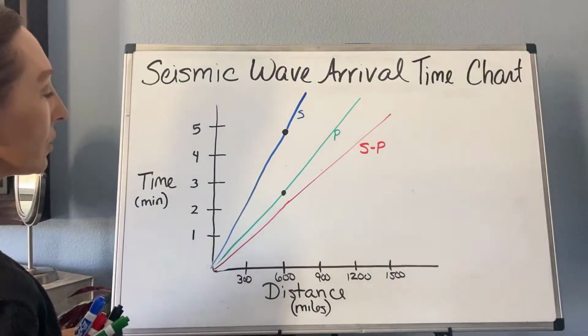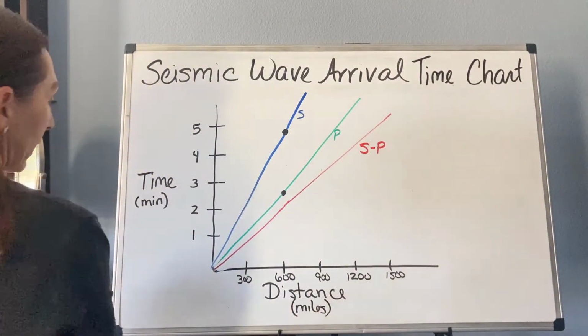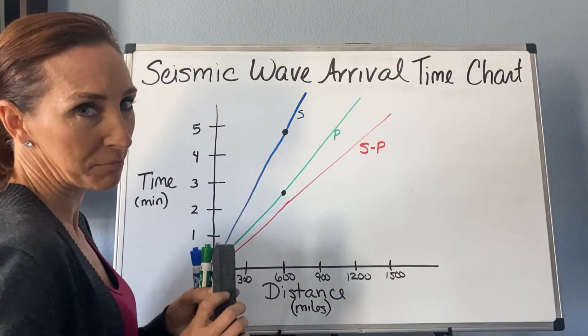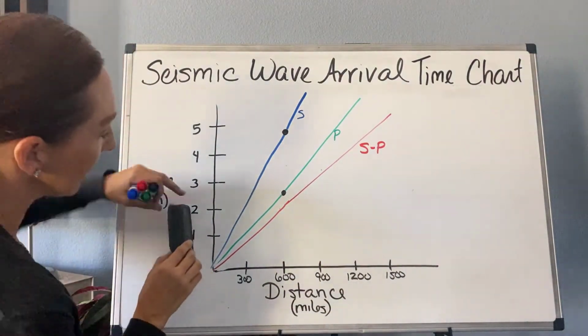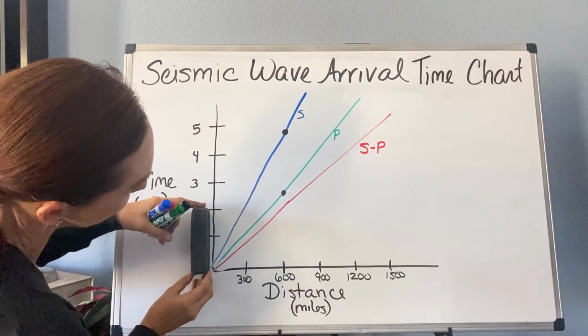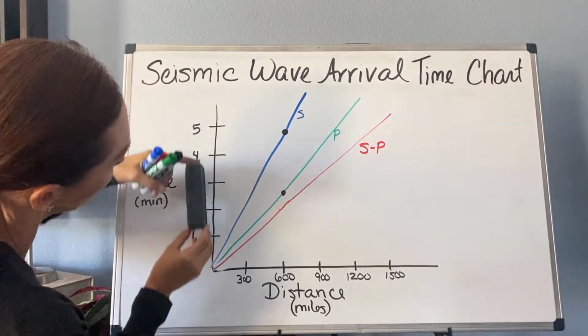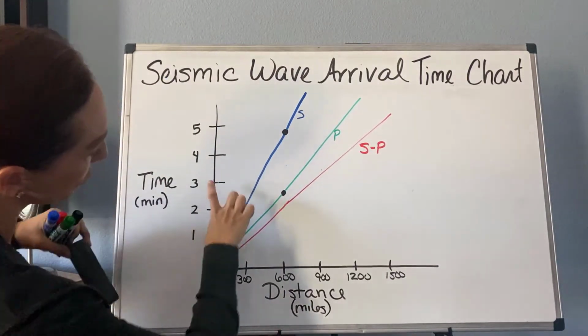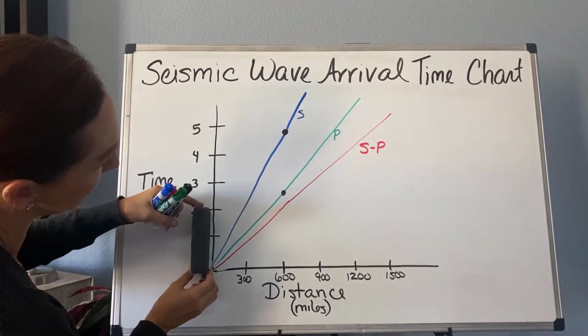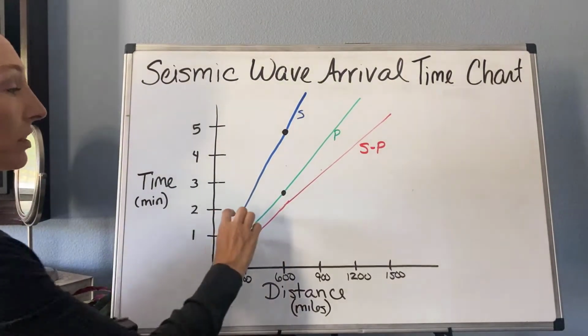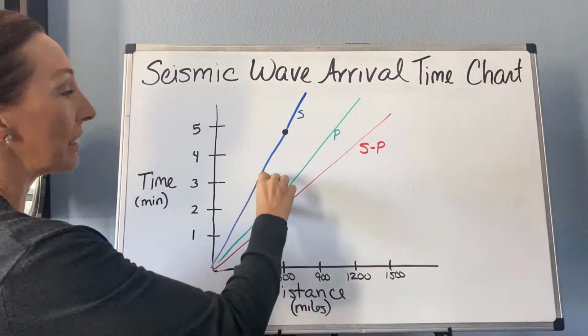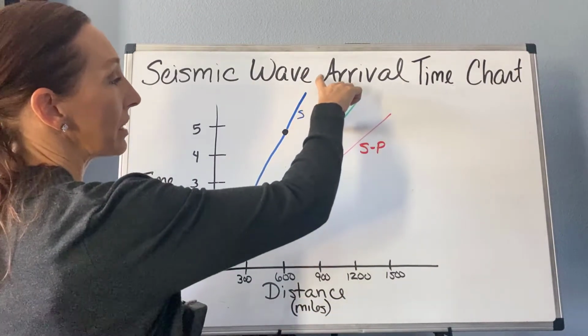So what you can do is you can take a piece of paper, or in my case, I'm going to take this eraser because it just happens to be the right distance. And I'm going to say that the distance of this eraser represents 2 minutes. So if I go anywhere on here, a 2-minute gap is represented by the height of this eraser. And so now I want to find where there is a 2-minute gap between the P and the S wave.